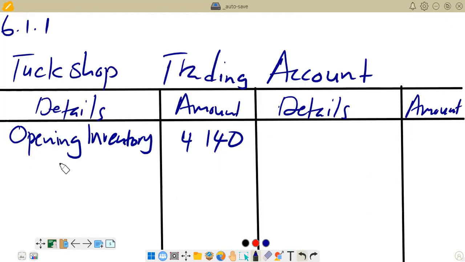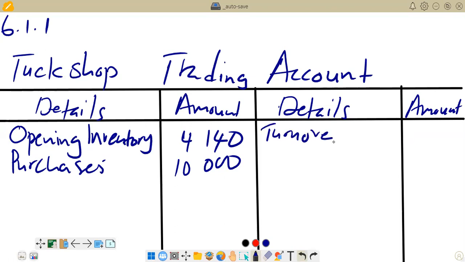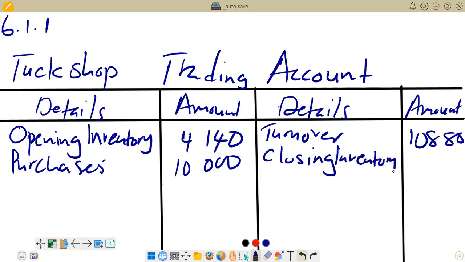So we are here on the debit side. We said our purchases are going to come here. And then the figure for purchases is 10,000. And then on the credit side, we are having our turnover, which is 10,800. So we have turnover 10,880. And also we have got the closing inventory in the additional information. Closing inventory, we have 2,800.